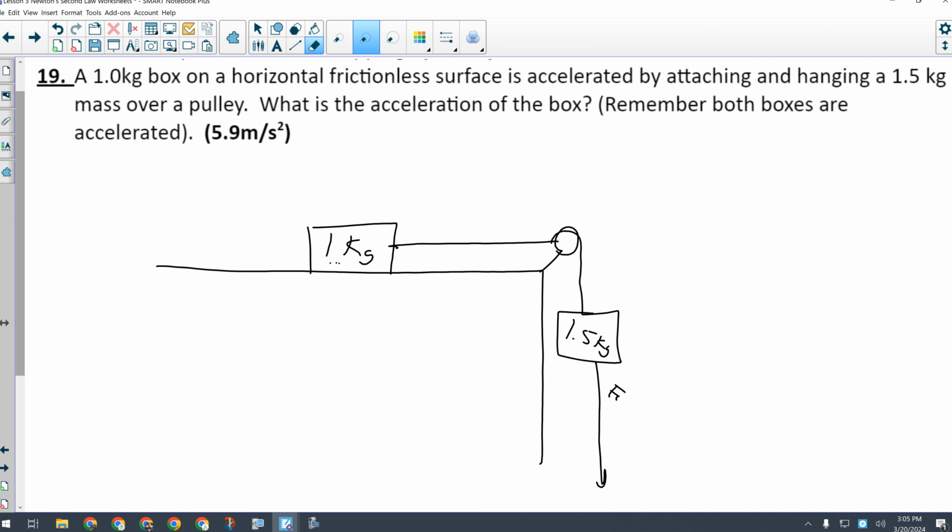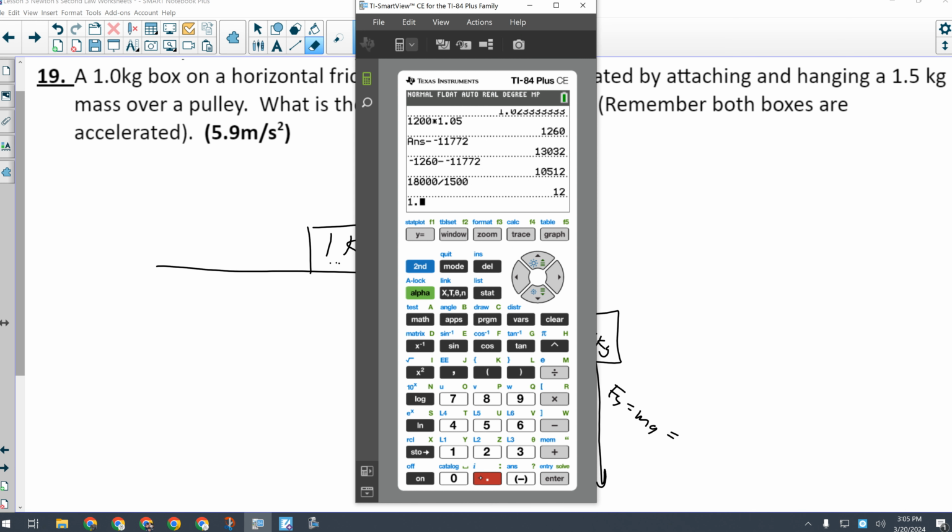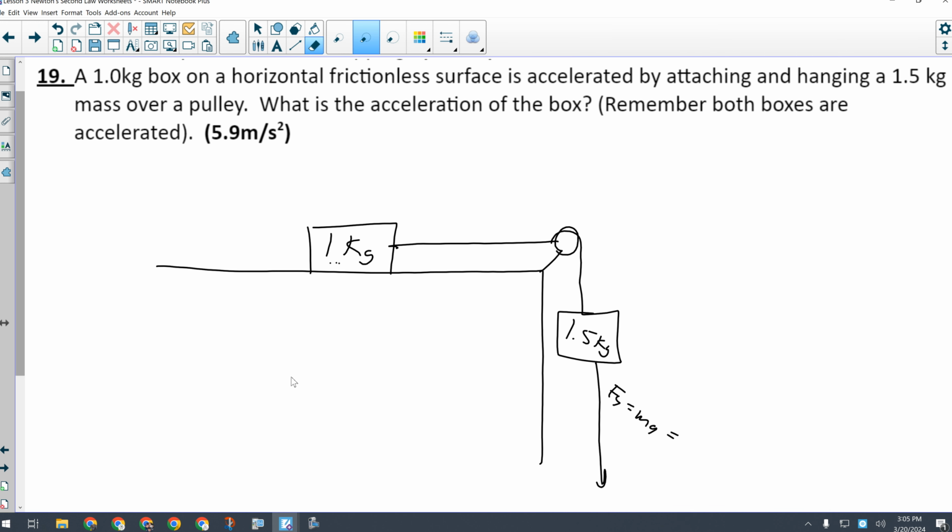So I can calculate that pretty quickly. I'm just going to go Fg equals m times g. So I'll take my 1.5 and multiply it by 9.81. We got 14.715 newtons. If there are no other forces in that system, and there don't appear to be, that's also my what force?